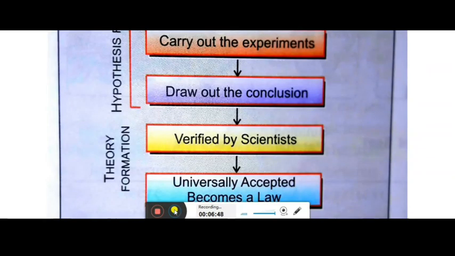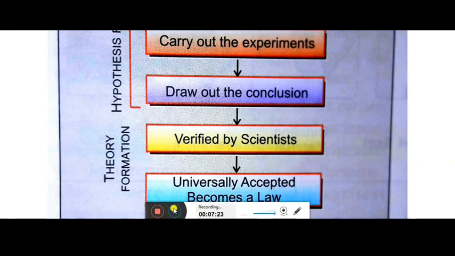Now the fourth step is formation of theory. When the hypothesis is widely accepted by scientists, and the results obtained are similar everywhere, then it will be verified by the scientists. That means all the scientists of a country and of different countries will verify it, and then the theory formation will be done. So this hypothesis will be converted into a theory.